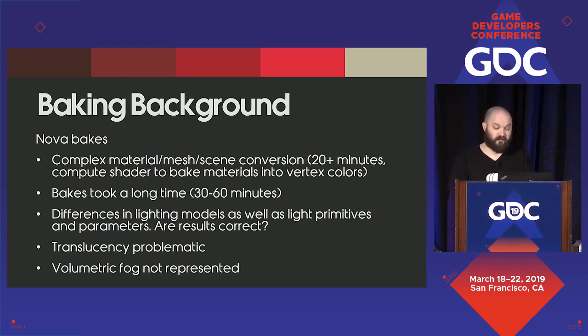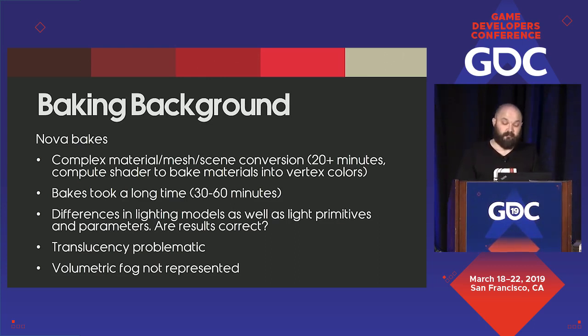But for us, we really needed a faster iteration loop than that. So there are a few bottlenecks in that process. One is it has its own data format, which we actually have to sort of build the level into, which involves a rather complex translation of our material system into vertex colors as an optimization. So there's 20 minutes just getting the scene into Nova, and then a 30-minute bake.